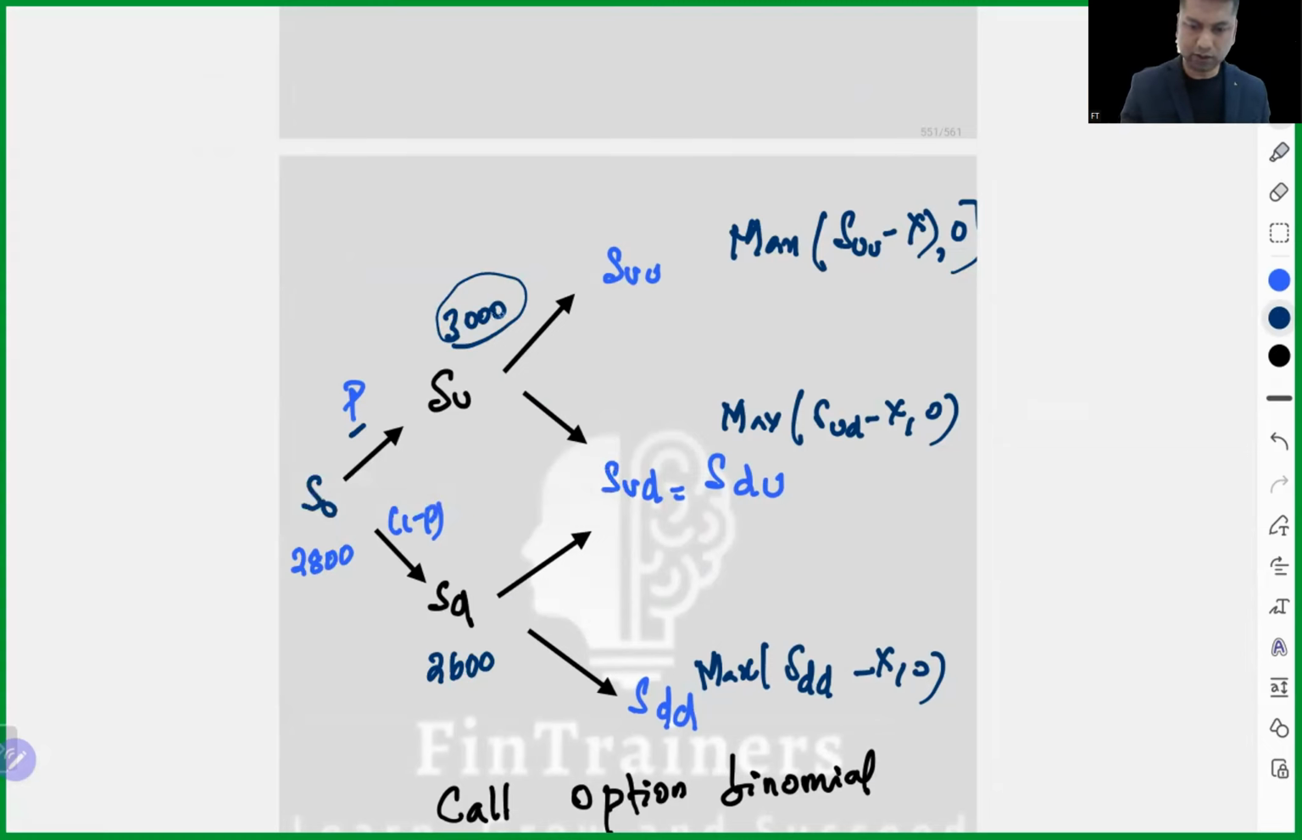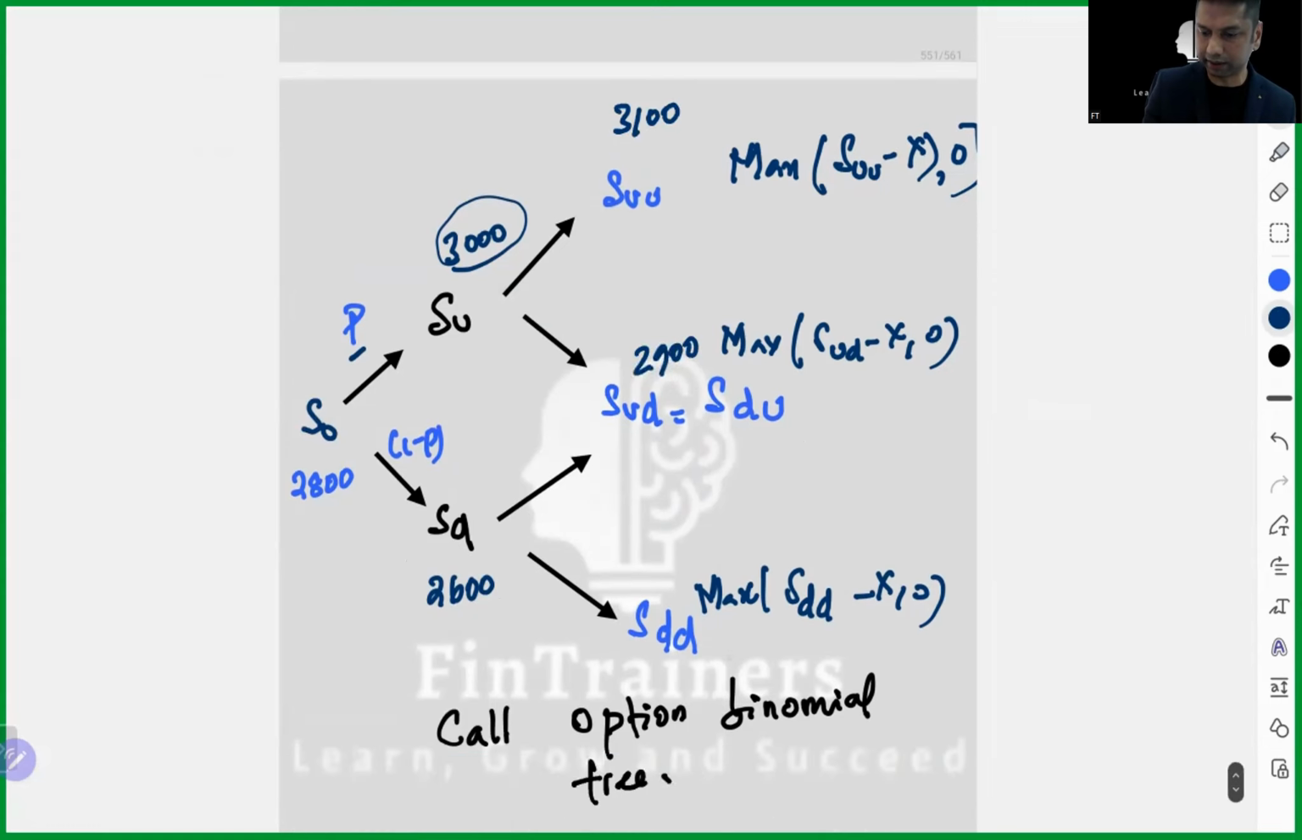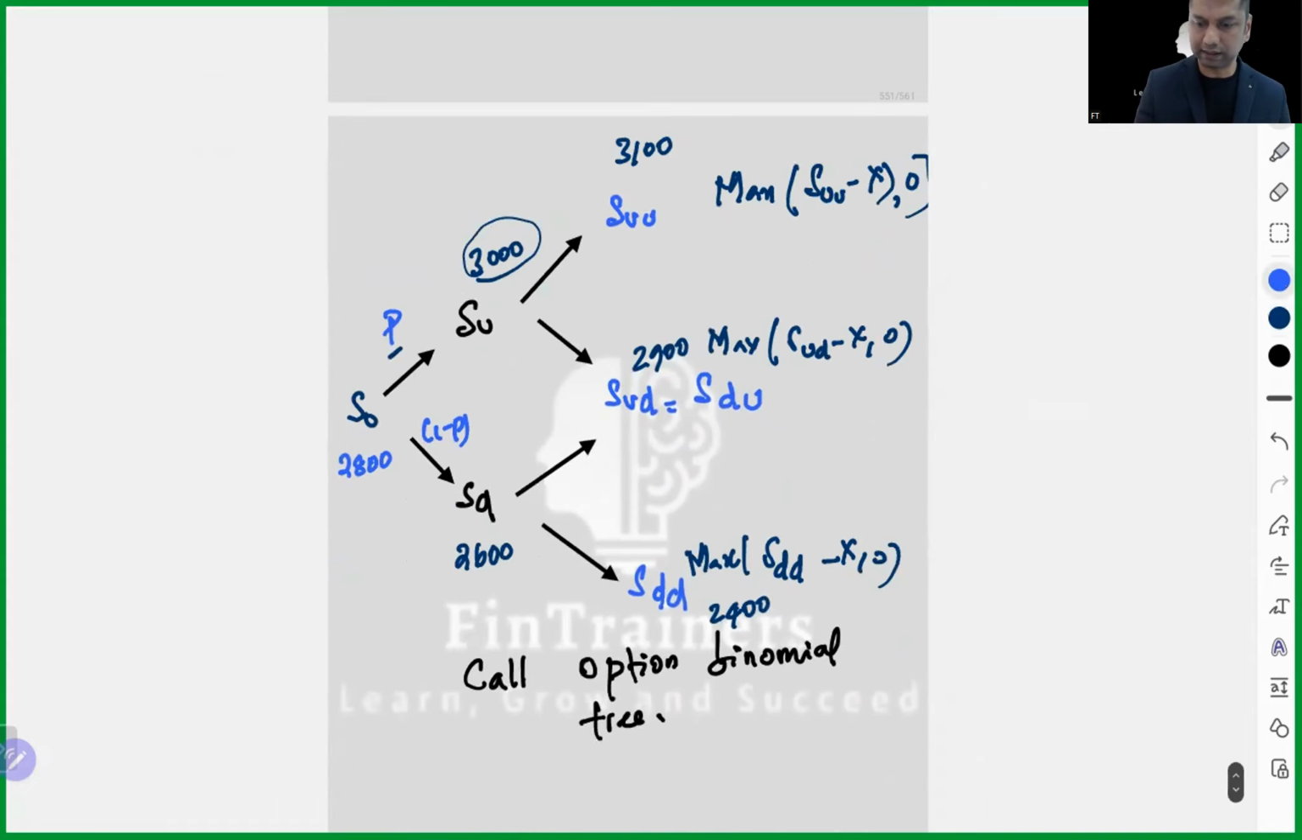Now from that 3,000, we can again do a multi-stage binomial model, where you can do 100 stages also. From 3,000, it can be either 3,100 or 2,900, let's say. Again, from 2,600, it can be either 2,900 or 2,400. Oftentimes, we say this is an S up move, the spot price has gone up. This is the first stage, and this is my second stage.